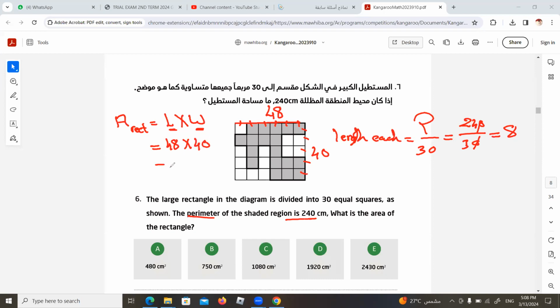So now you can multiply. Put 0 and just multiply. 4 times 8 is 32, put 2 and carry 3. 4 times 4 is 16 plus 3 is 19. So the result will be 1920, which is letter D. So the answer also is letter D for number 6.